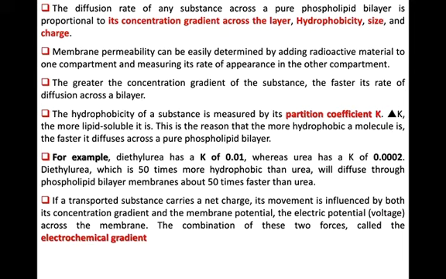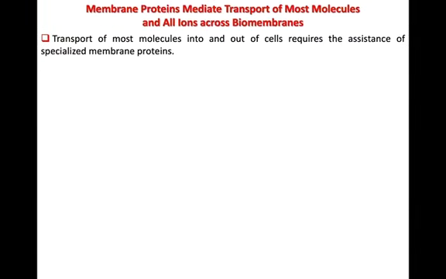So if a transported substance carries a charge, now we are talking about molecules that have a charge, its movement also is influenced by its concentration gradient and the membrane potential. That means the balance of the charge outside and inside the membrane. So the electrical potential, the voltage across the membrane, and the combination of these two factors, the concentration gradient and the charge of the molecule, we term the electrochemical gradient.